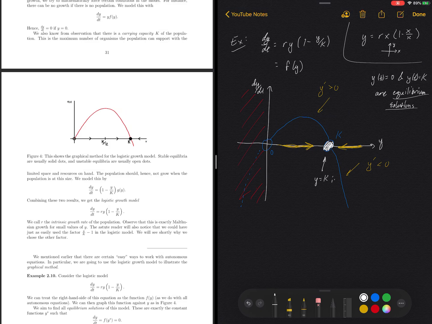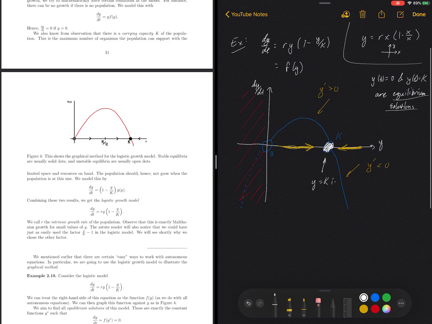So that would mean that y of t equals k. Actually, let me go ahead and make sure we make the distinction now. Y equals k, the number, this is called a fixed point. And actually, let me say y equals k is a stable fixed point.